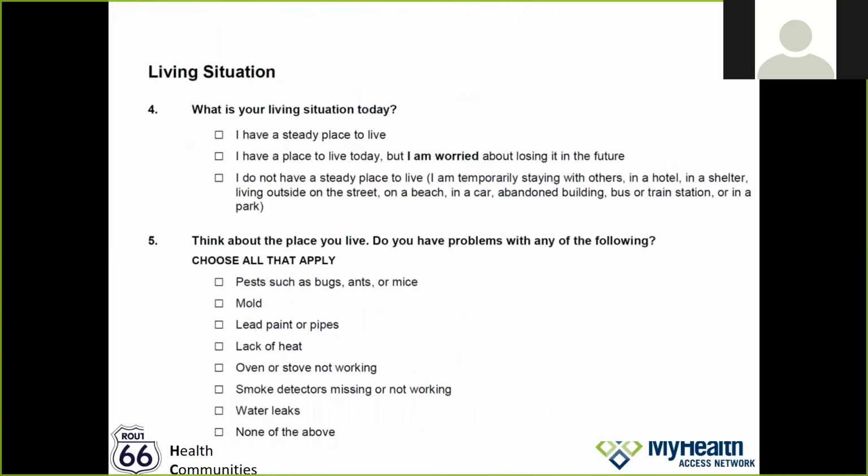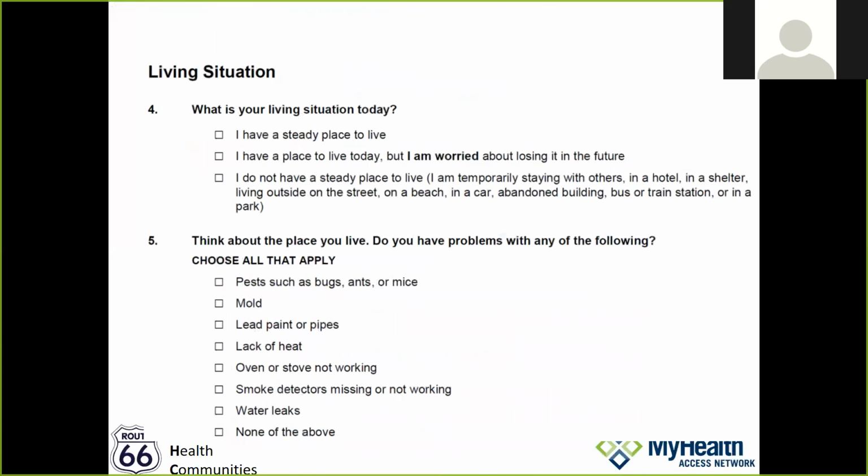What's your living situation today? I have a place to live, but I'm worried about it. I do not have a steady place to live. These are questions that were published in the medical literature, and therefore the reasoning behind asking them exactly as they are printed here.